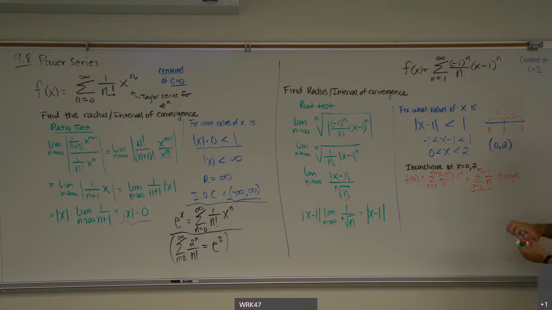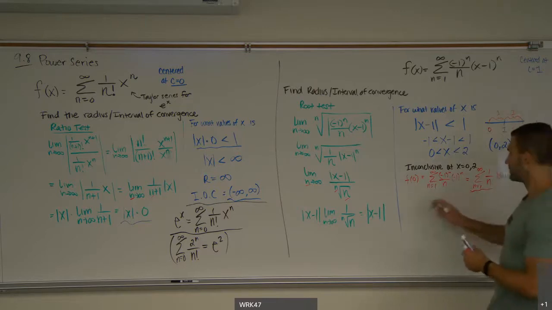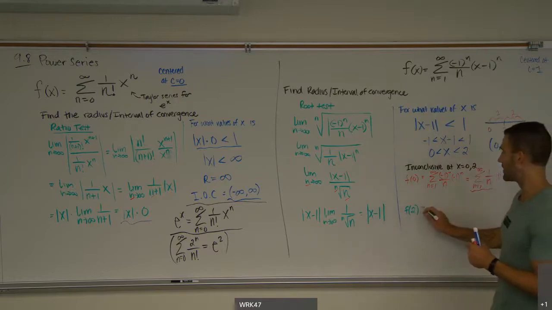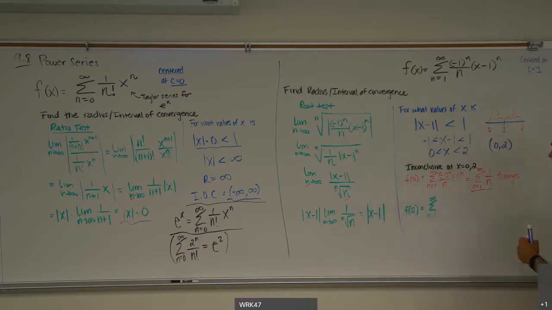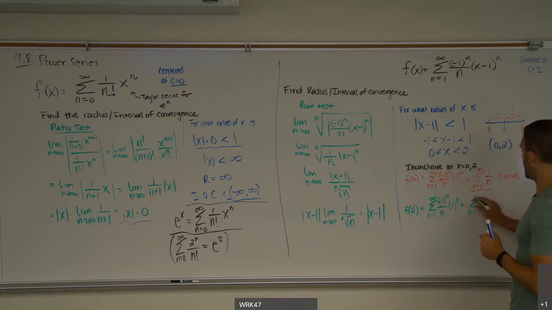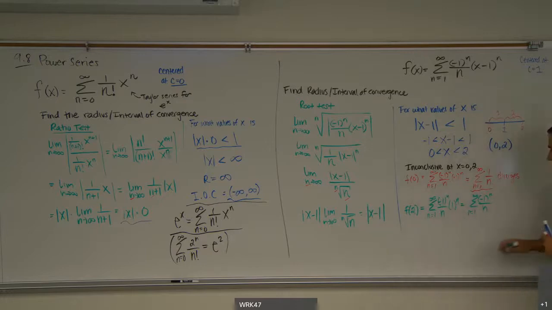What about at 2? I'll write this one in green to give you a hint as to what's going to happen. If I replace x with 2, I get 1 to the n, which means absolutely nothing. It can just go away, because 1 to the n is 1. And they don't cancel. I'm left with this alternating series. And by the alternating series test, this series actually converges.